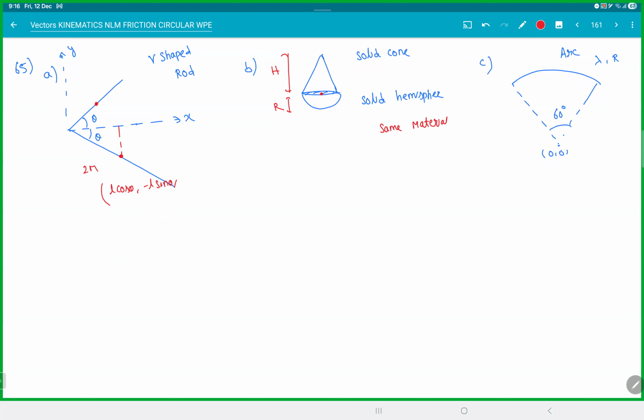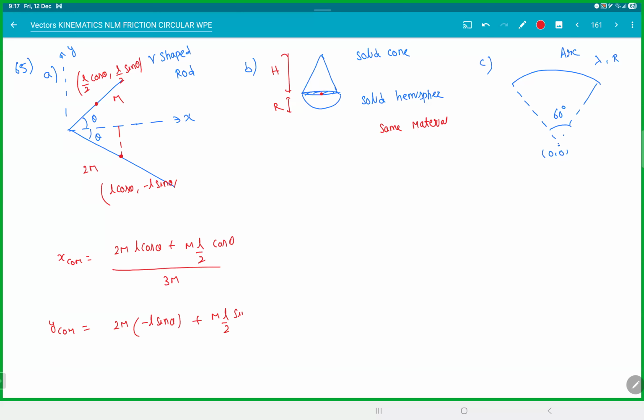And this guy's coordinates will be L by 2 cos theta and L by 2 sin theta. And this mass will be m. So mass is proportional to the length of the rod. So you're done. So x center of mass will be 2m L cos theta plus m L by 2 cos theta, by 3m. Y center of mass will be 2m times minus L sin theta plus m L by 2 sin theta, by 3m. What to do with this?